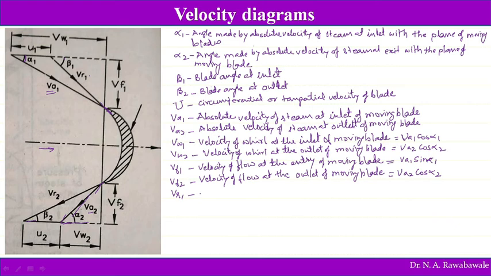Then Vr1 is the relative velocity of steam to the moving blade at the entrance. So what is relative velocity? If both are moving in the same direction, the relative velocity gets added. If both are moving in opposite directions, the velocity gets subtracted. That is a relative velocity.